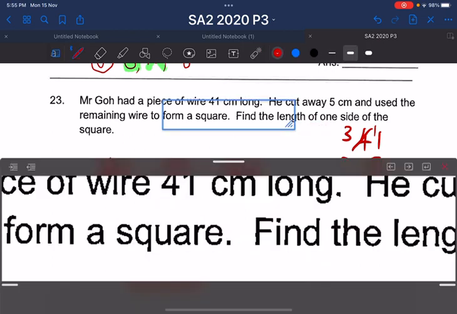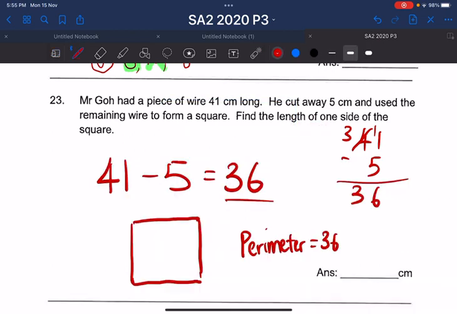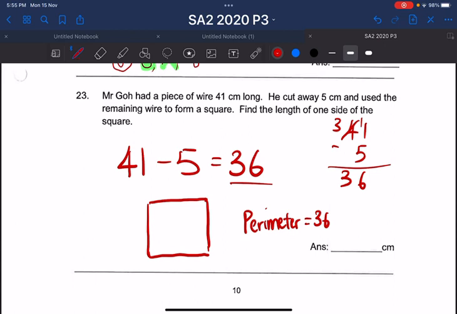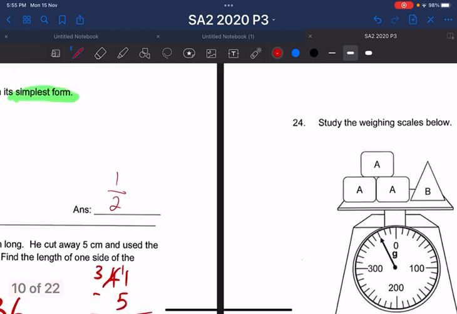So this 36 is divided into 4 shorter lines, right? When you fold it into a square, it's divided into 4 smaller lines. So what you can do, simply to find one side, is take 36 divided by 4. You will know what one side is, in this case 9. If you do not believe me, you can always do the addition. 9 plus 9 plus 9 plus 9. Does it give you back 36? Yes, it does. Next, going to move on to question number 24 now.